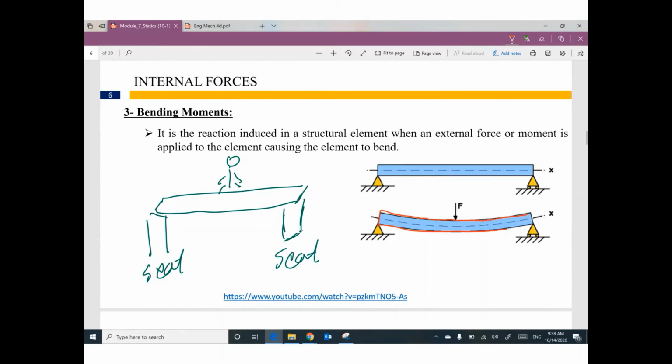Bend. These internal forces are called bending moment. We have a moment, and this moment is trying to bend this beam or this member. We can watch this experimental test.